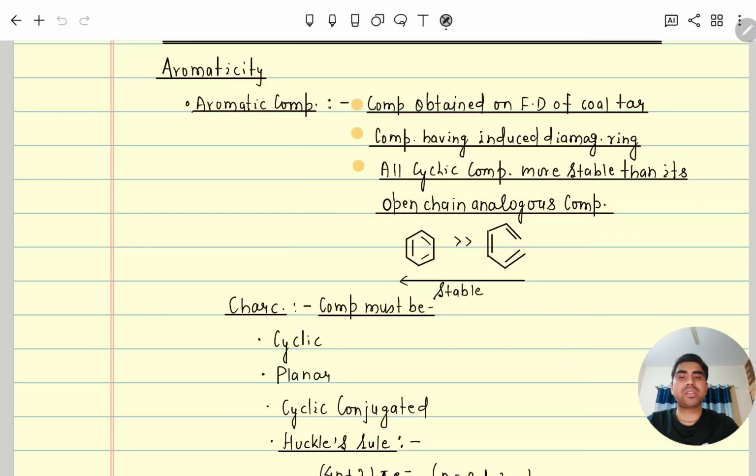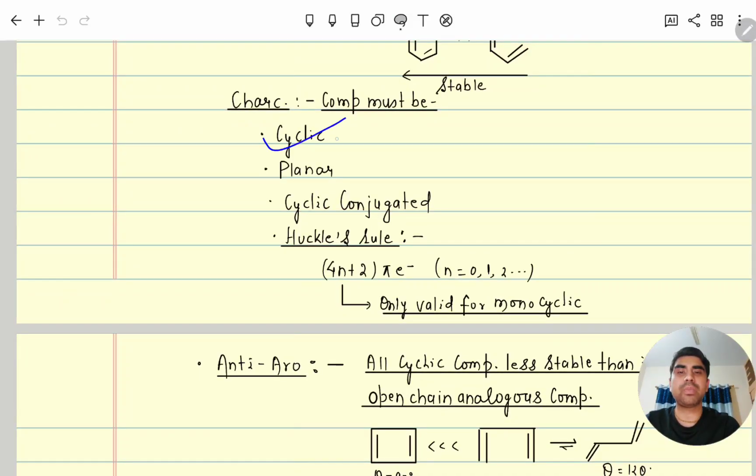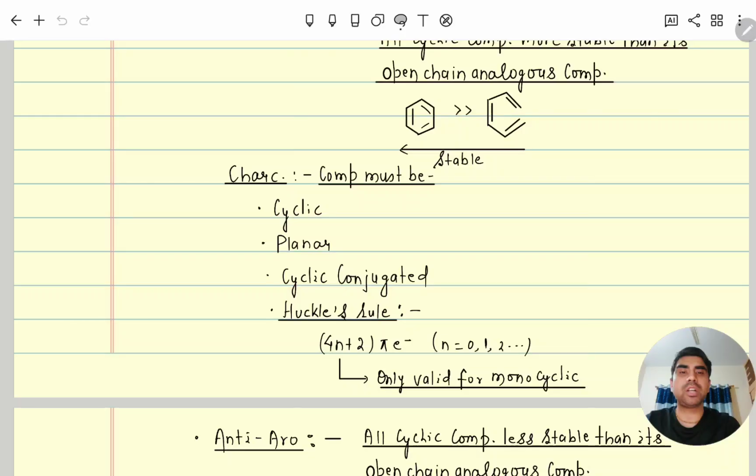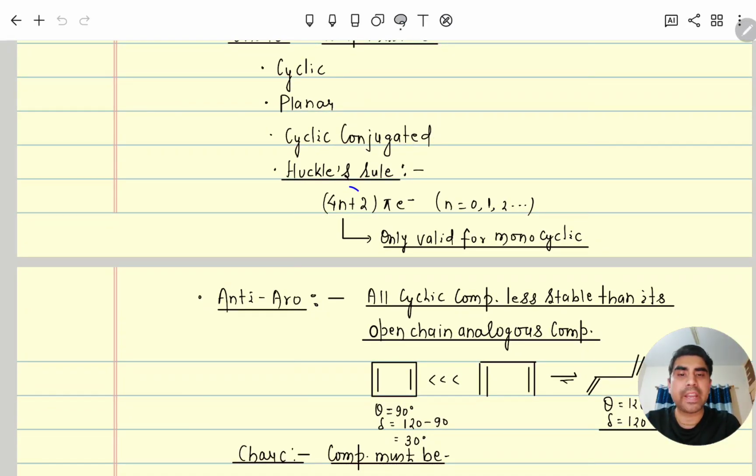What are the conditions or characteristics for an aromatic compound? The compound must be cyclic, planar, and cyclic conjugated, like here we saw double, single, double, single, so this is conjugated. And the fourth rule is Huckel rule, meaning it should have 4n plus 2 pi electrons. The n value could be 0, 1, 2, and it is valid for monocyclic compounds. If more than one cyclic ring is present, then this Huckel rule is not valid. There I will tell how to find out aromaticity.